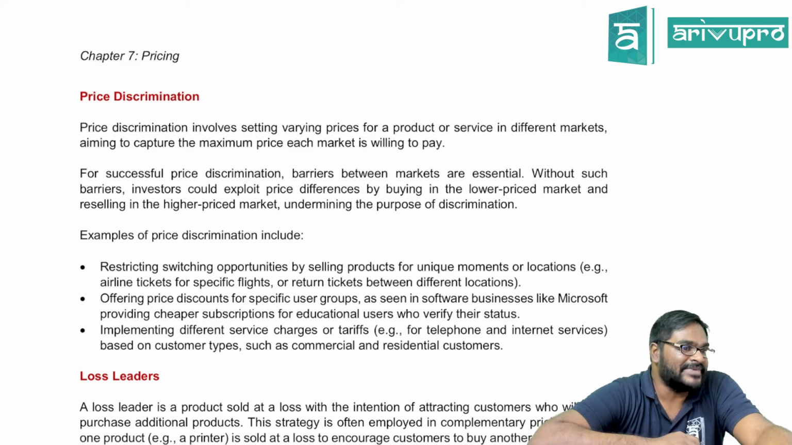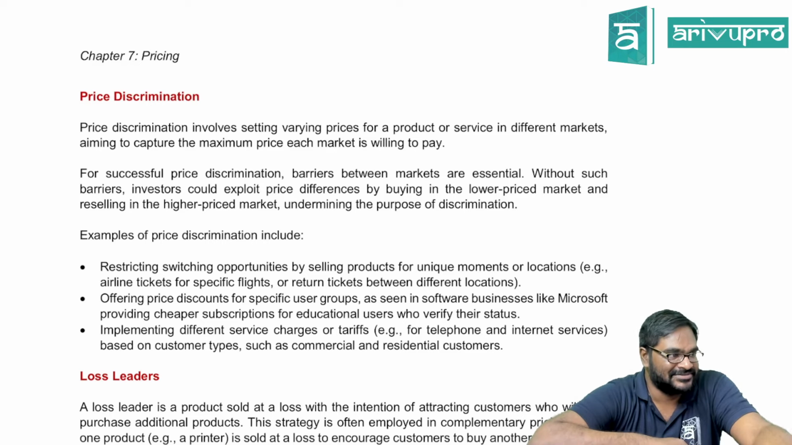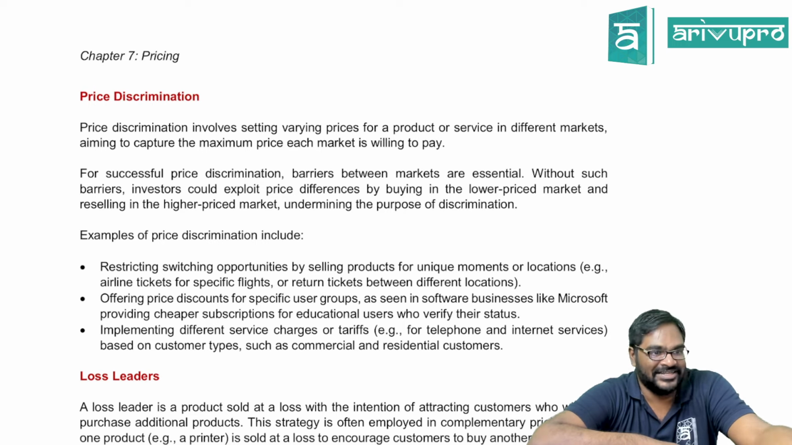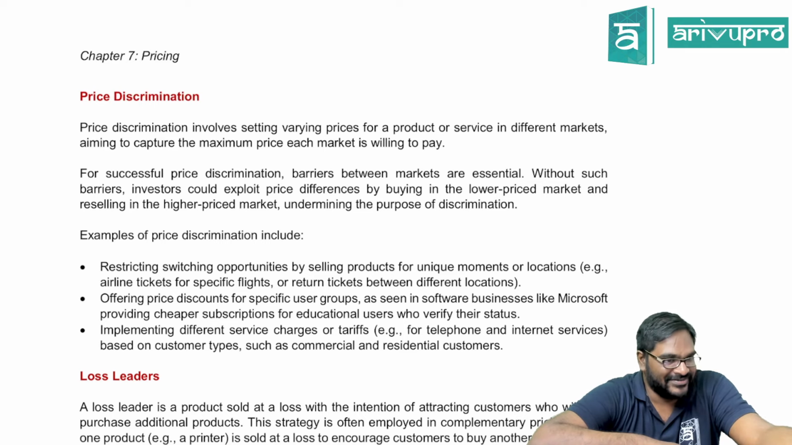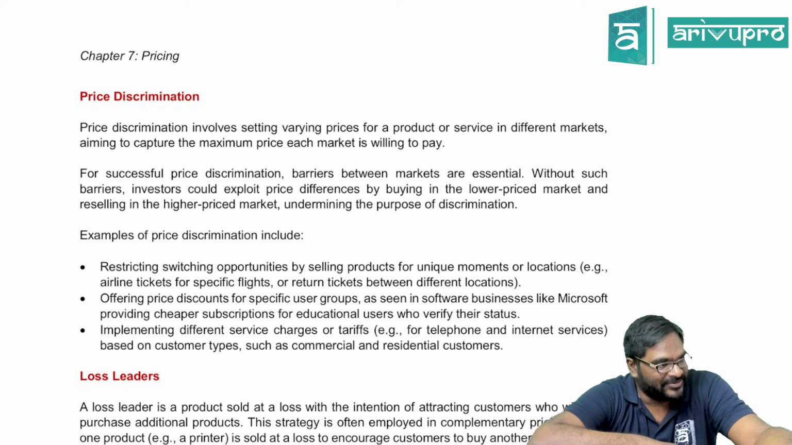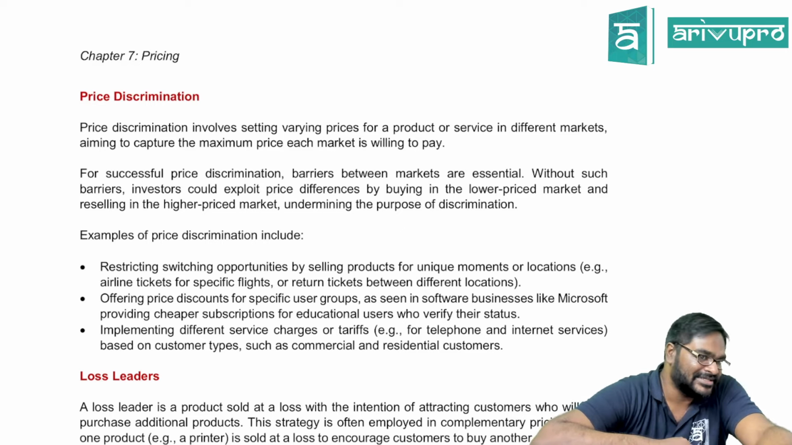Right. So an example of price discrimination is these mobile phone packages you have. Data packages, yes. For students, you have a different package. For government employees, you have a different package. For professionals, you have a different package. So aren't you charging different prices for the same product for different markets? It's price discrimination, isn't it? But it is used very effectively in the telecommunication industry.